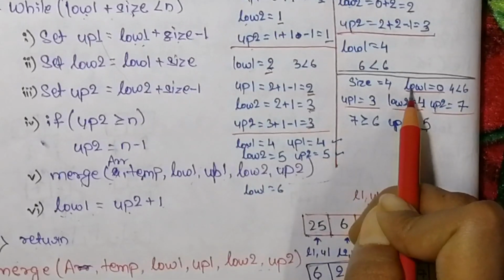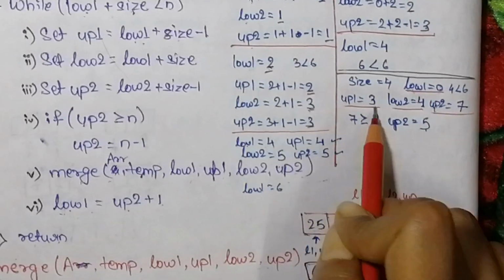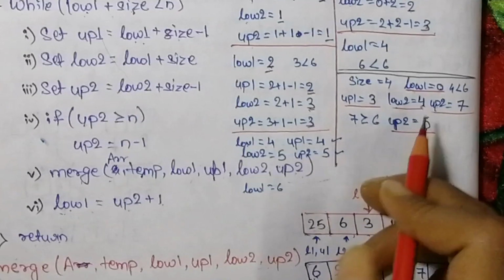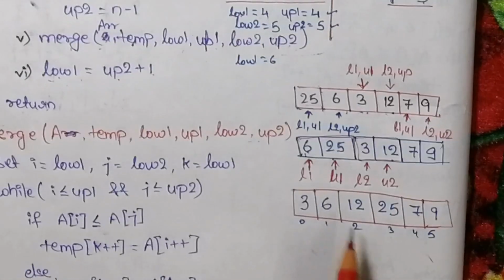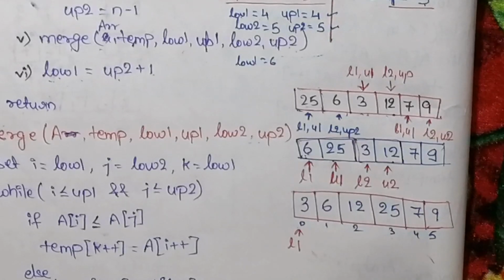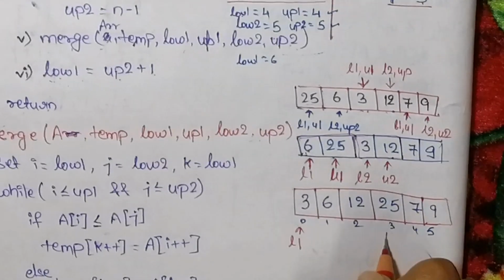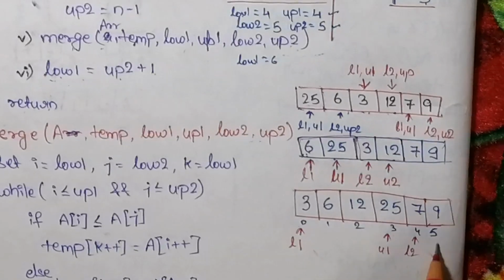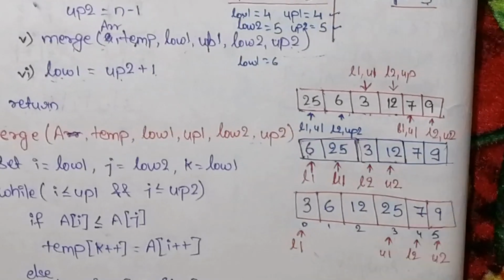So just see here, low 1 is 0, up 1 is 3, low 2 is 4, and up 2 is 5, right? That is 0, 3, 4 and 5. So in this array, this will be low 1, 0, then 3, this is up 1, low 2 is 4, and up 2 is 5, right?